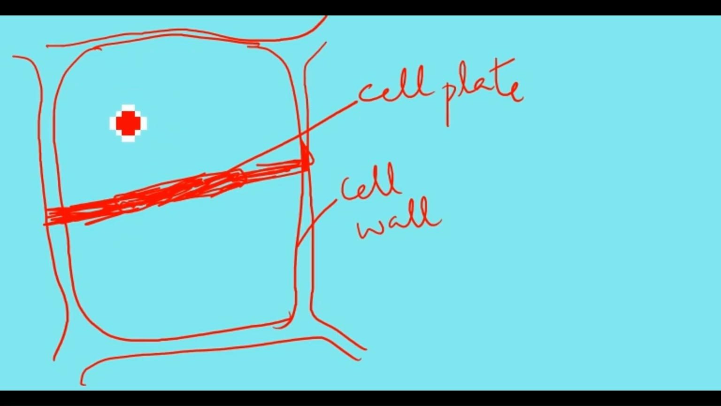Thus, they both will become two separate daughter cells. One daughter cell here, one daughter cell here. So there will be two daughter cells formed because of this. That's how cytokinesis takes place in plant cells.